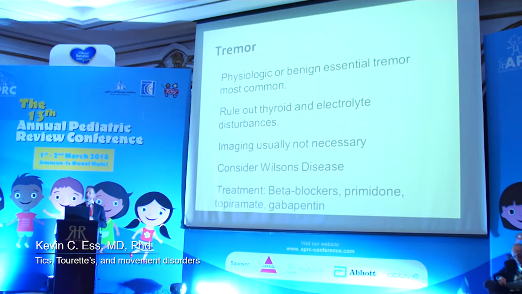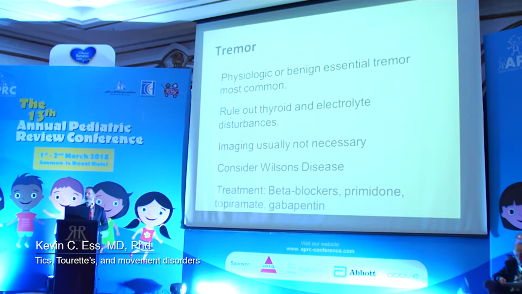So tremor is a reassuring type of condition. It's almost essentially a normal experience. When people have a little more tremor than they should, we call that benign essential tremor, which often runs in families. There's an example here of things you want to look out for, thyroid and electrolyte issues. Usually by the time they come to see me as a neurologist, that's already been done. You don't need an image if there's a family history and the patient's otherwise normal.